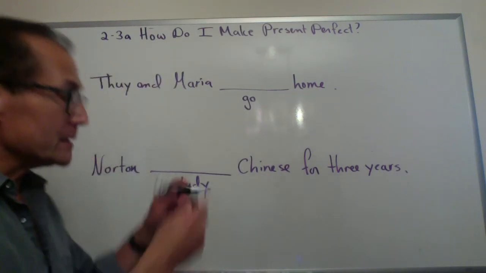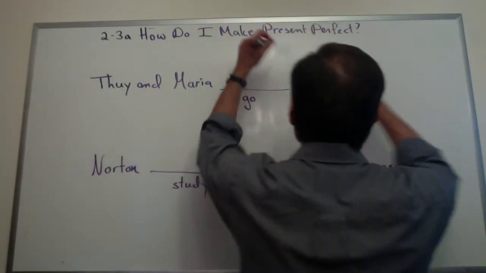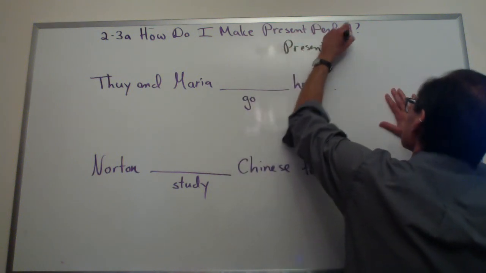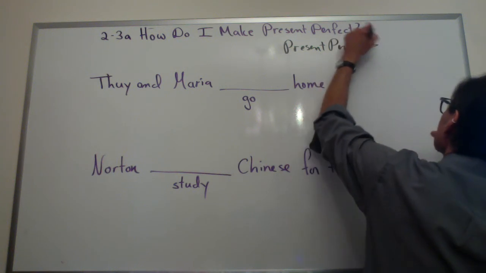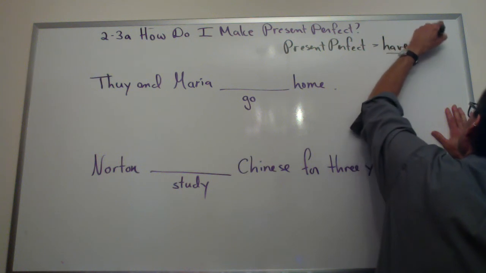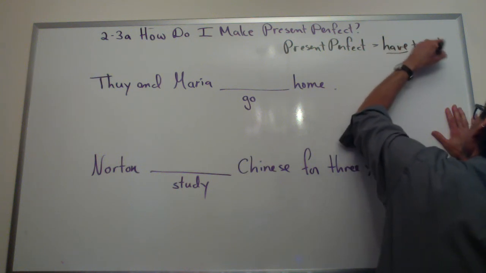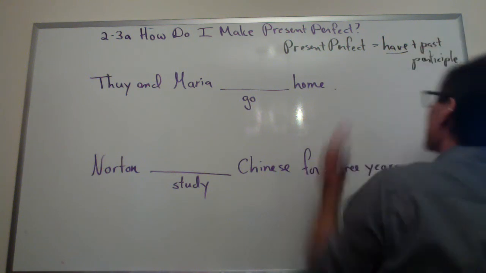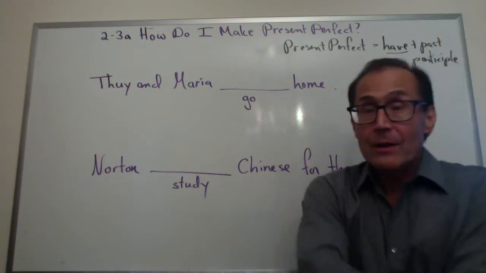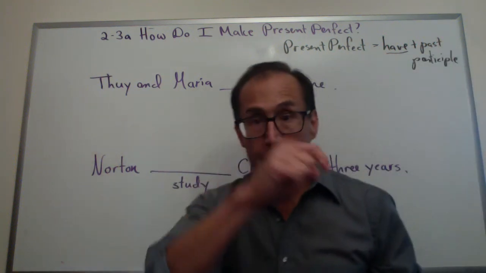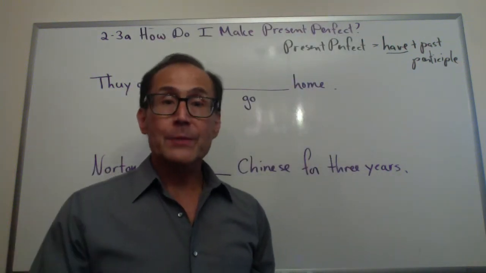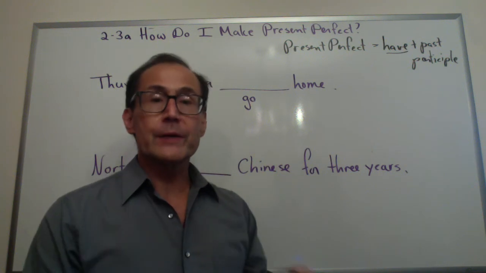Okay, present perfect, just as a general rule, the way I make present perfect is I use have plus past participle. And you remember that we talked about what past participle was in the last video on irregular verbs. Okay? So the past participle is the form of the verb that goes with have.